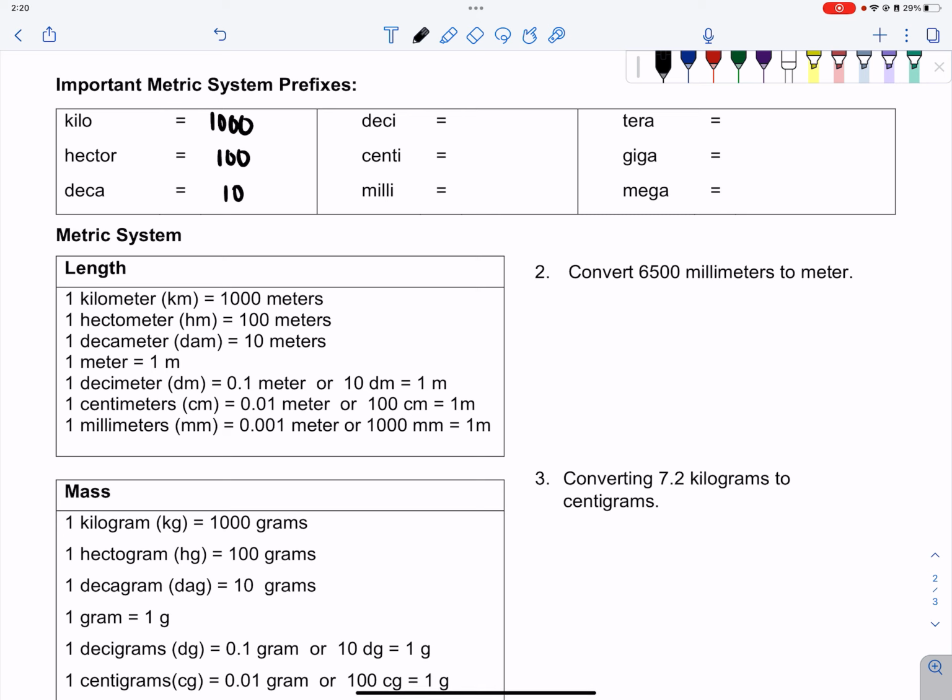Deca, you might recognize that from the word decade, which means 10 years, and comes from the same root prefix terms.